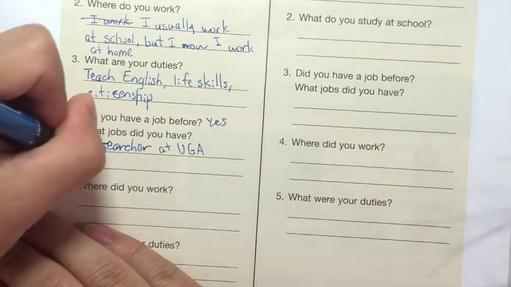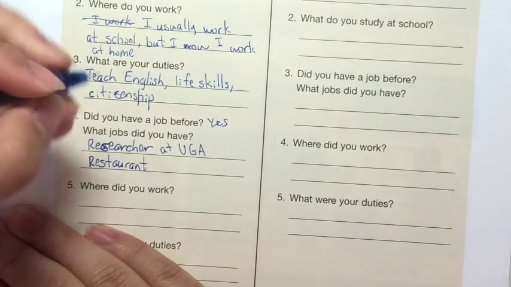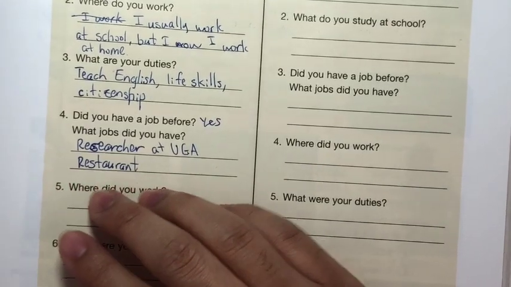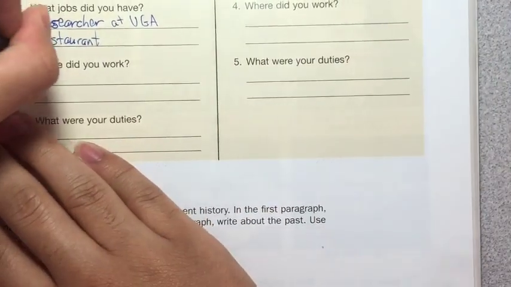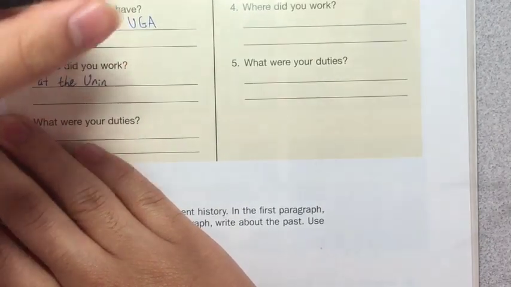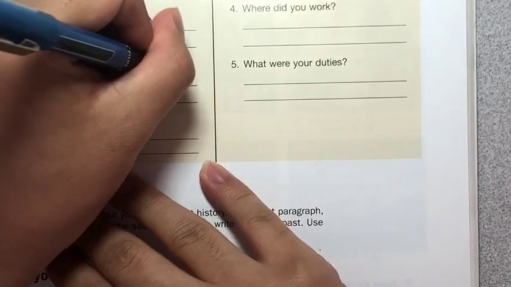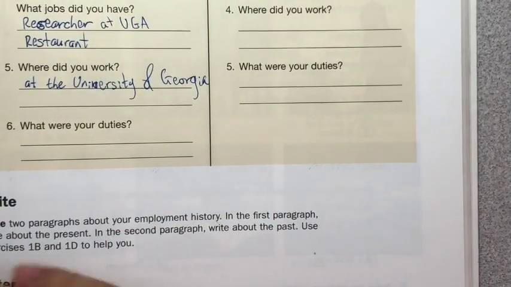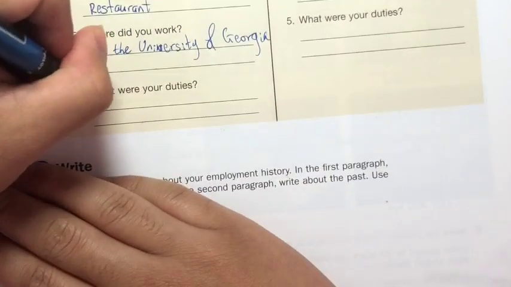I also worked in a restaurant. I made food, I cleared the tables, I handled money. I did all of that in a restaurant. Where did you work? At the University of Georgia. I worked at the University of Georgia. What were your duties? I collect information.